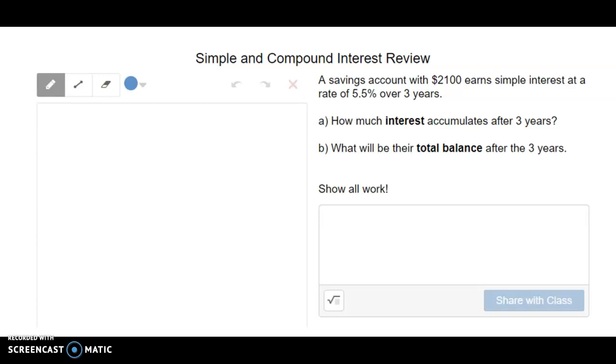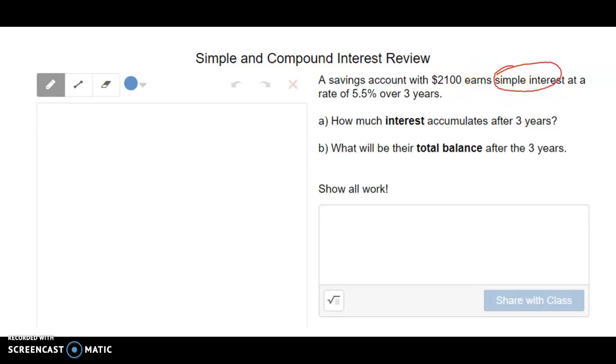So the first question we're going to look at says a savings account with $2,100 earns simple interest at a rate of 5.5% over 3 years. It says how much interest accumulates after 3 years, and then what is the total balance after 3 years. So when we're looking at these interest problems, you always need to determine if it's simple or if it's compound interest. So simple interest here is what it's asking for.